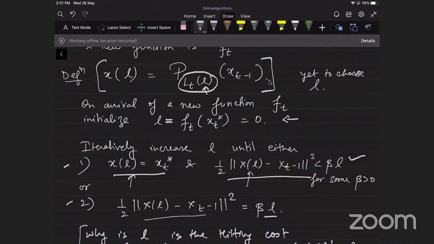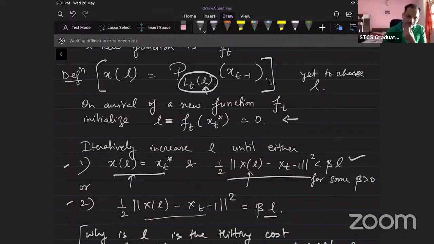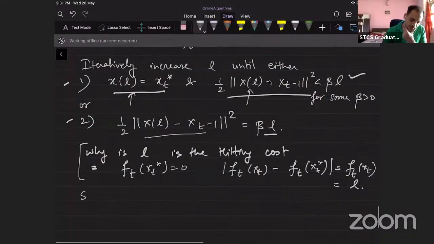Okay. Does that satisfy? Yeah. So L equal to 0 is unlikely to be satisfied unless x(L) is equal to x_{t-1} itself. So you will actually start increasing L. As you keep increasing L further and further, eventually one of the two conditions will be met, no doubt. At that point, I will stop and declare that I am done. So stop as soon as either of the two conditions is met.